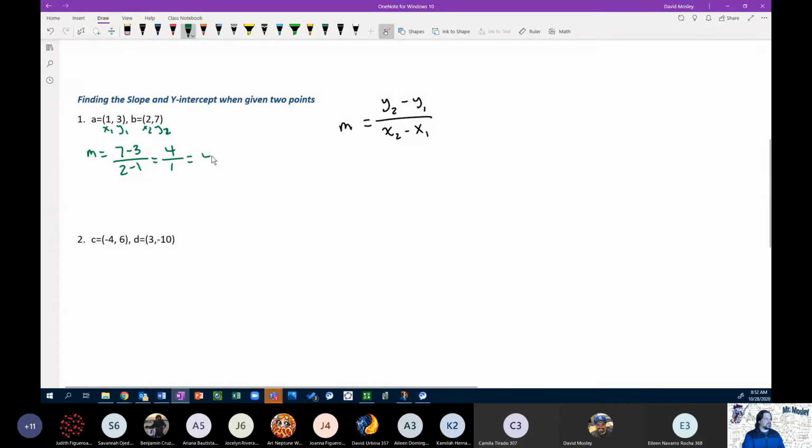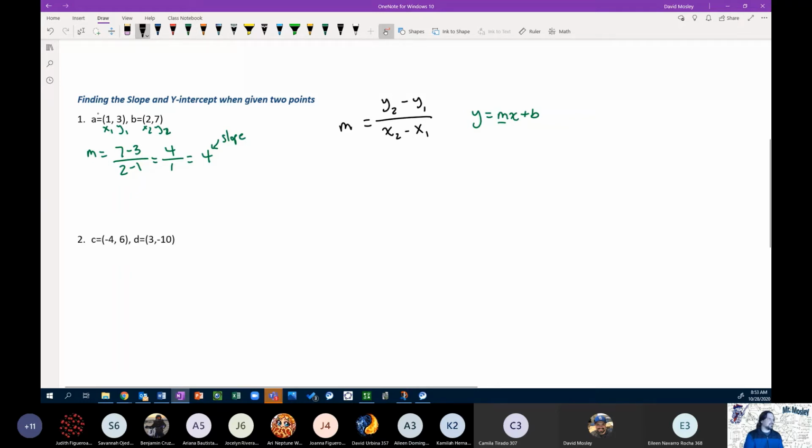Because it's 4 divided by 1, which equals 4. So that's our slope. Now we need to solve for the y-intercept, or for b, the value of y when x equals 0. To do that, all we do is pick one of our 2 points, A or B, and put it into the form of the rule. Our general form is y equals mx plus b. We already found m. We need to find b.